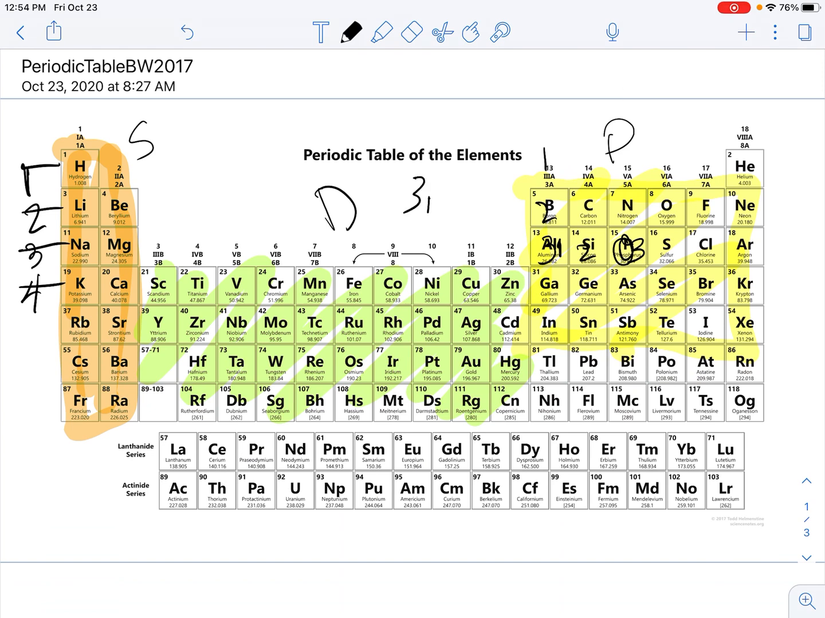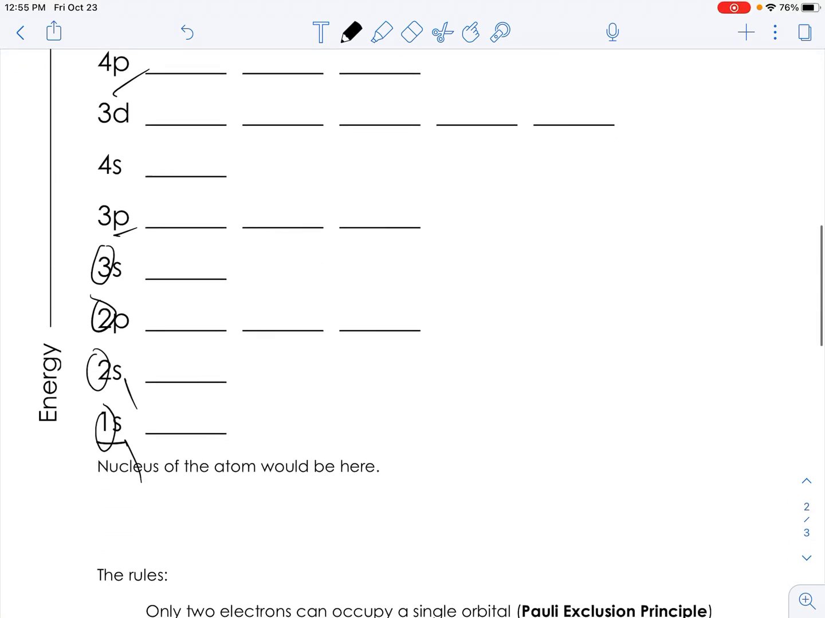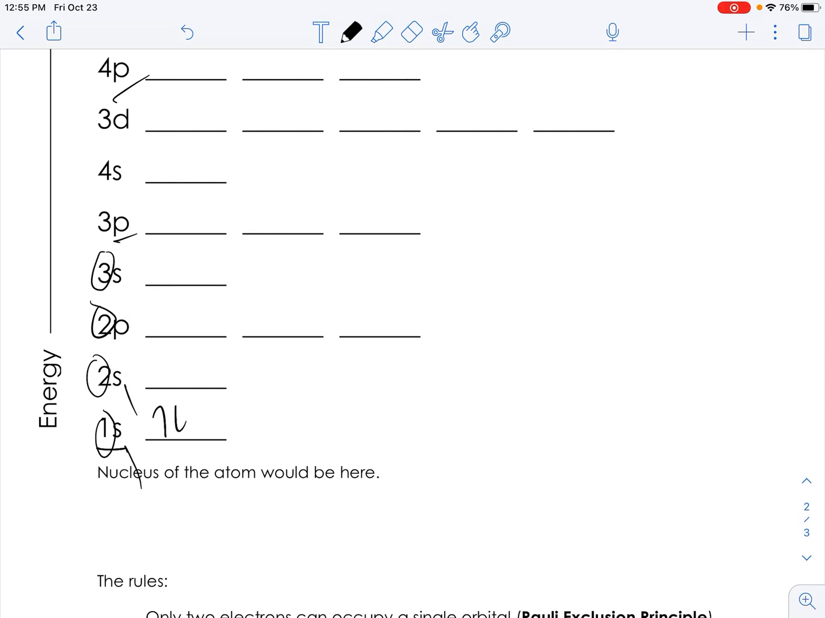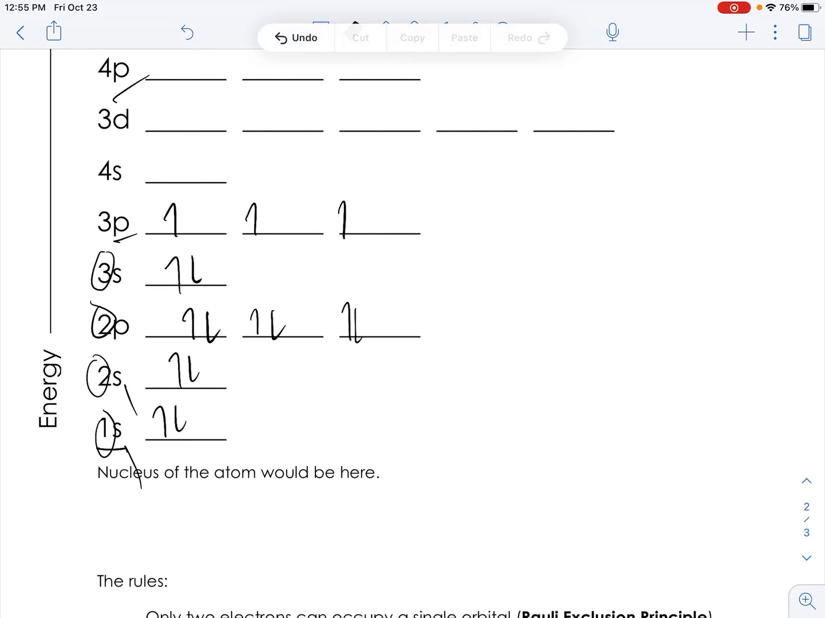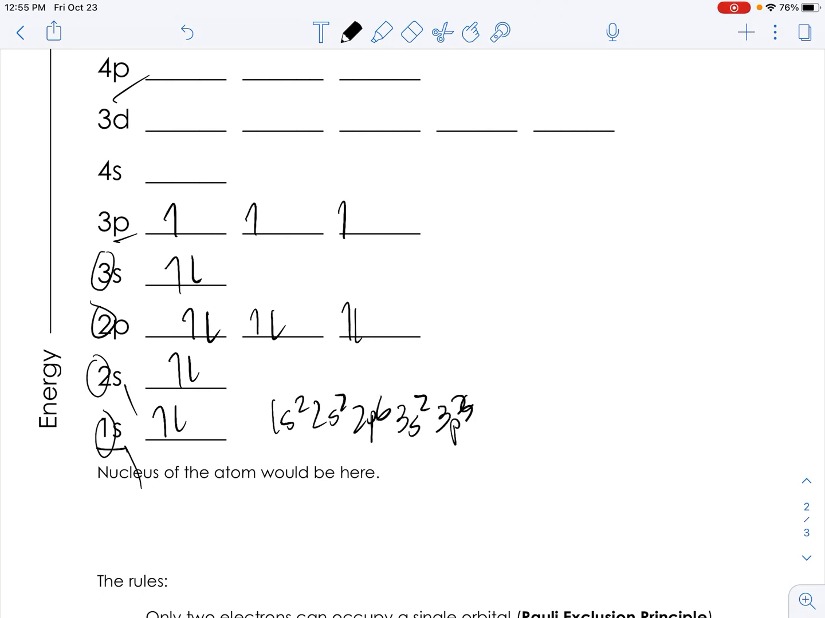So over here, 3P3. The first 3 is the number of rows down it is, and the last 3 is the number of rows over it is, and the P is the section that it's in. And so back in the chart then, you can just go, oh, I have to go up to 3P3. So I go 1, 2, 3, 4, 5, 6, 7. 1, 2, 3. And then you can write the configuration because now you have the chart all filled up there. And you can say, oh, it's 1s2, 2s2, 2p6, 3s2, 3p3.